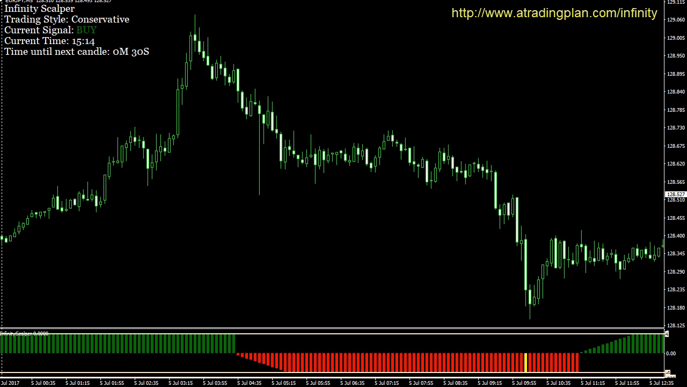Let's just generalize and say it's $10 a pip for a standard lot. Who makes that? $640 in a matter of, what, a few hours? This is actually a long scalp, so you can almost call that a day trade, I guess.